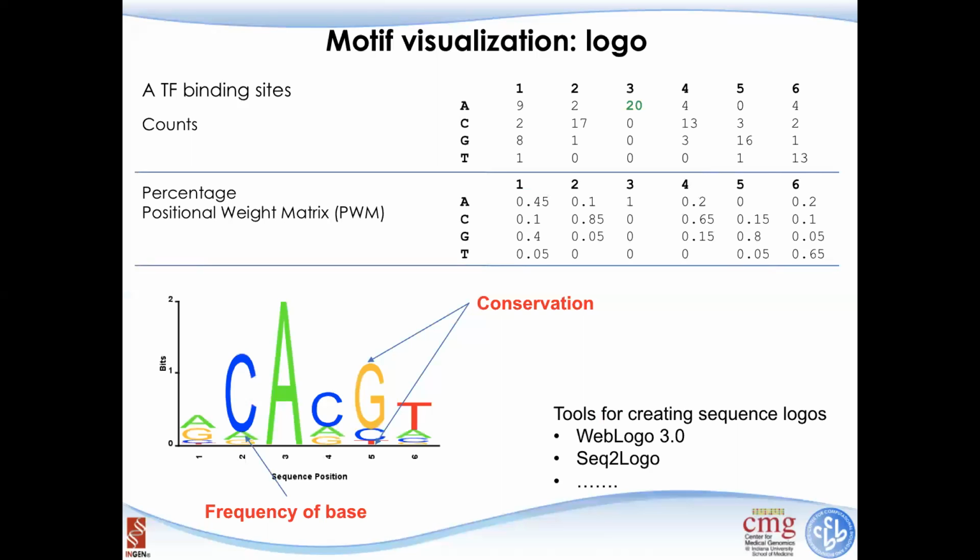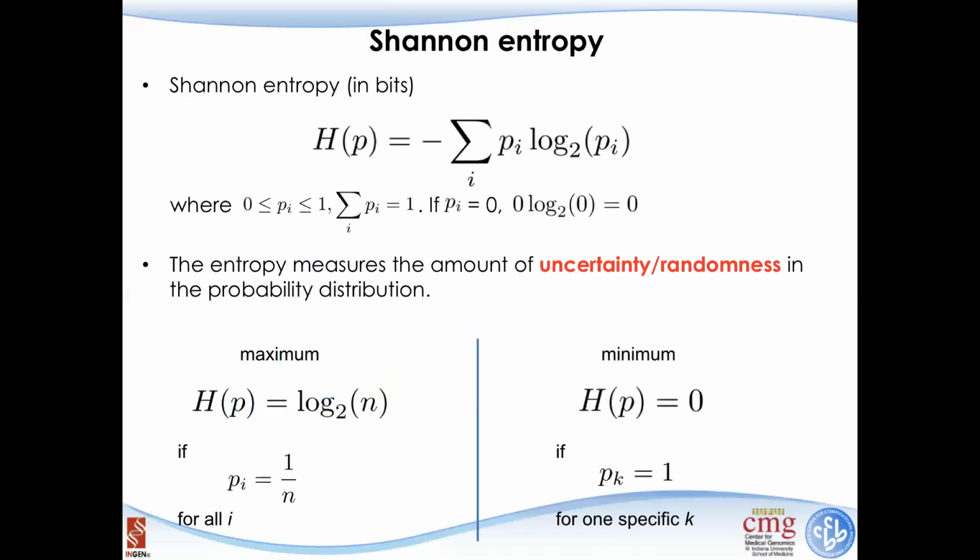But what's the total height of each position? We call that the conservation score. For example, for the third position, all are A, so we can say A is the highest here. But before we talk about that, you can see the y-axis here, the unit is bits. What's a bit? A bit is the unit of information. Before talking about that, we need to go to another concept we call the Shannon entropy. How many of you know the concept of entropy?